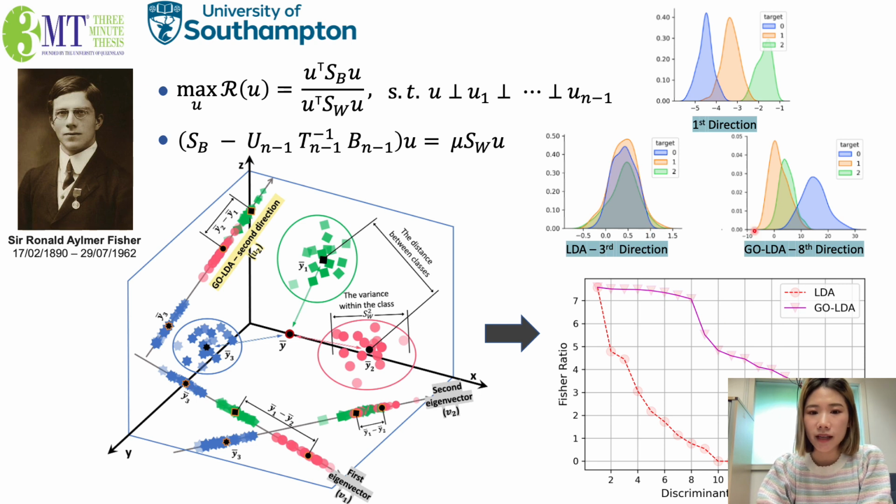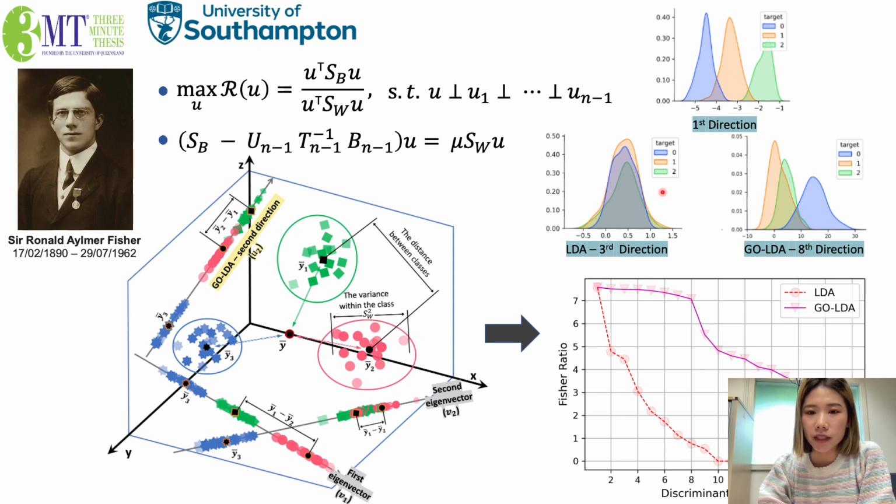On the right-hand side, the first thing I want to show you is how the Fisher ratio changes across the different directions. Here is a 10-class problem. If we use LDA and want to obtain more than 10 directions, we can see the Fisher ratio just drops to 0. But GoLDA doesn't have the limitation of only being able to obtain one less than the number of classes, and the Fisher ratio also doesn't drop dramatically at the beginning.